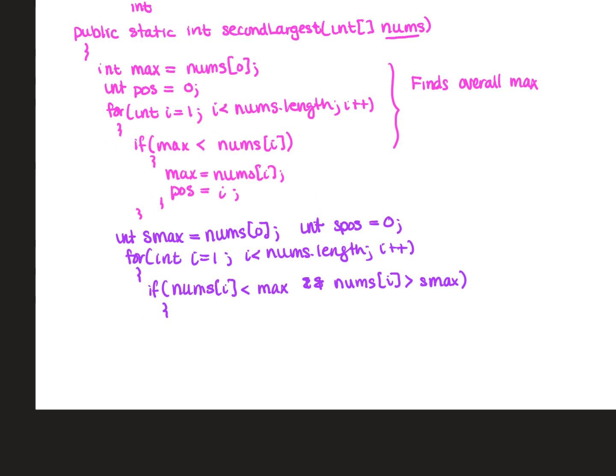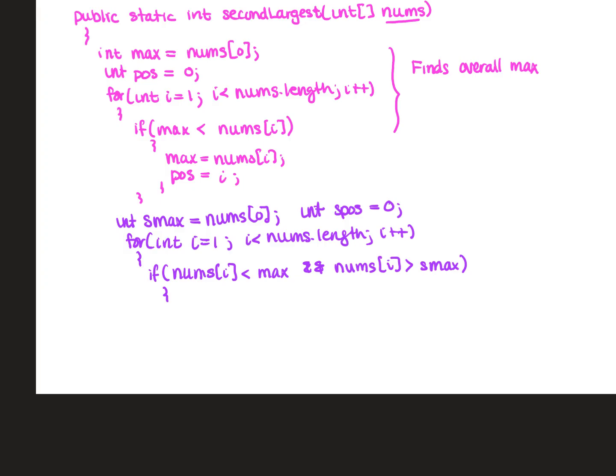So again, if we find this, that means we found a new second max. So second max is now going to be equal to nums[i], and our second position is now going to be at i. And the last thing I want to do on this is return second position.